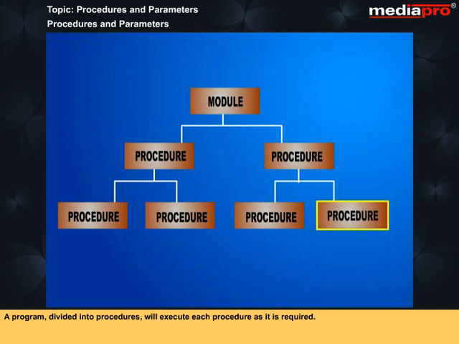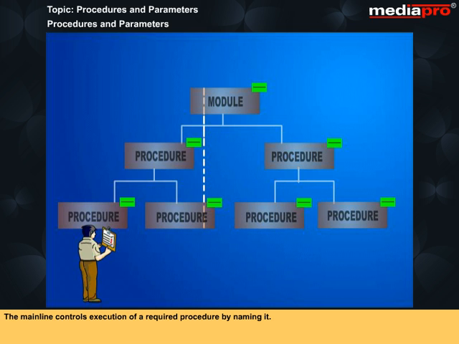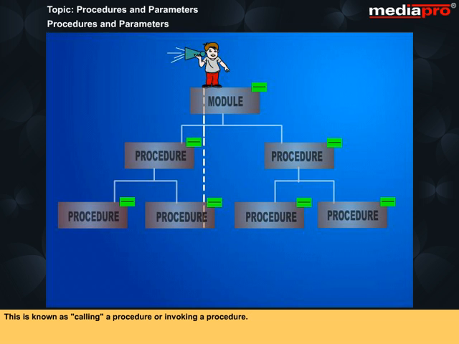A program divided into procedures will execute each procedure as it is required. The mainline performs this function. It ties all the procedures together and provides master control over them. The mainline shows the major tasks that a program needs to perform. It should be logical and easy to read. The mainline controls the execution of a required procedure by naming it. This is known as calling a procedure or invoking a procedure.